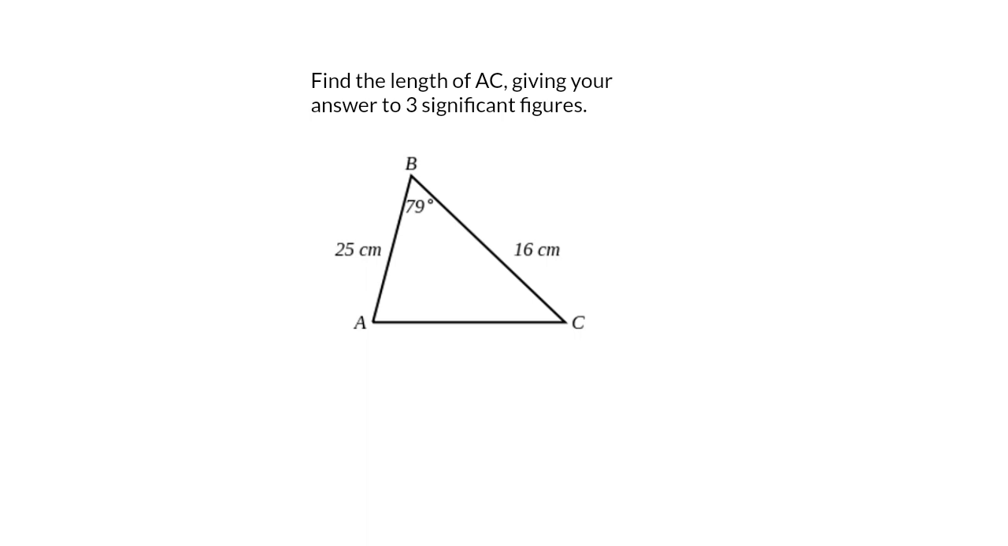In this video, we're going to be using the cosine rule to find the length of a non-right angle triangle. Now, first of all, our cosine rule is given to us in our booklet, and it's a squared equals b squared plus c squared minus 2bc cos A.